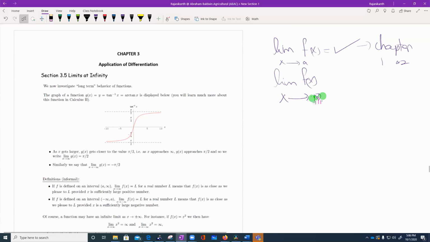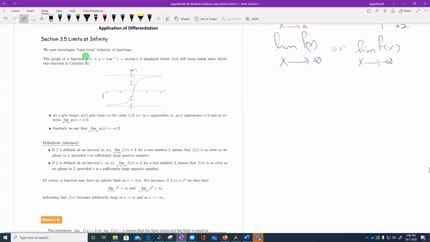Right, now you will see infinity here. That's why we call them limit problems at infinity. So you may have positive or you may have negative as well, right? If you look at this picture, remember we are familiar with this picture. The arctangent graph is like this. You will learn a lot of things about this guy in Cal 2. For now, you just look at the picture, and this is the arctan graph.